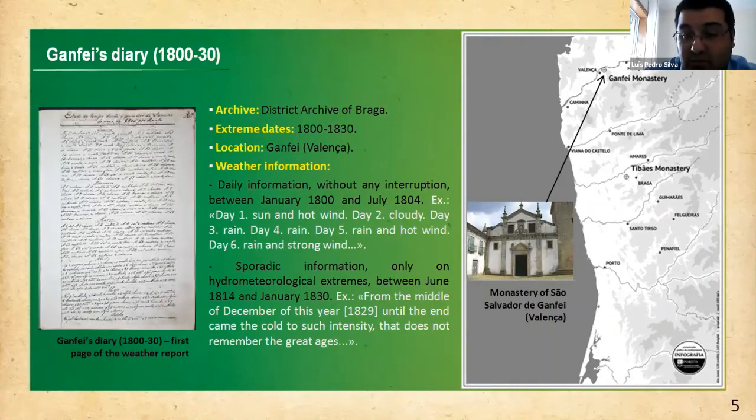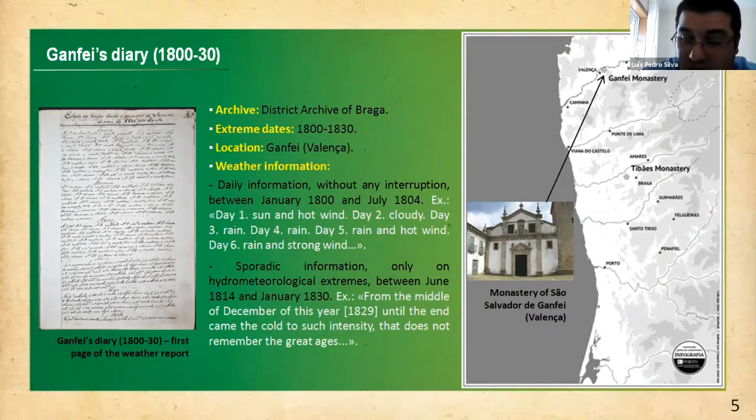The Benedictine Monastery of Ganfei is located on the border with Galicia, 5 kilometers from Valença, on the left bank of the Minho River. Among political, civil, economic and cultural data, the Ganfei Diary includes a weather report entitled Weather from the 1st of January from the year 1800 onwards.